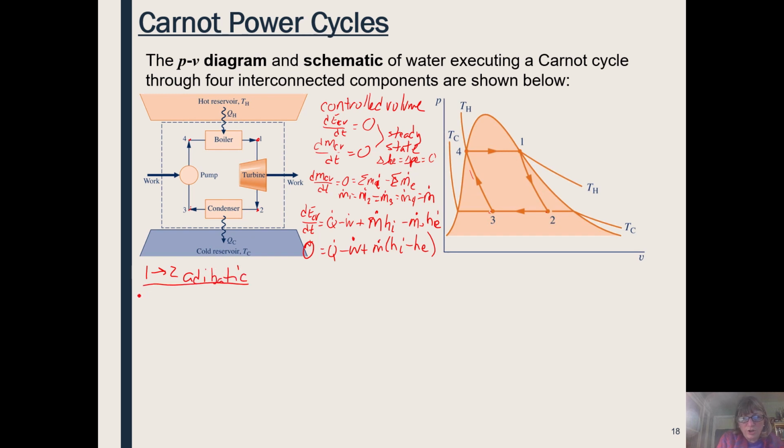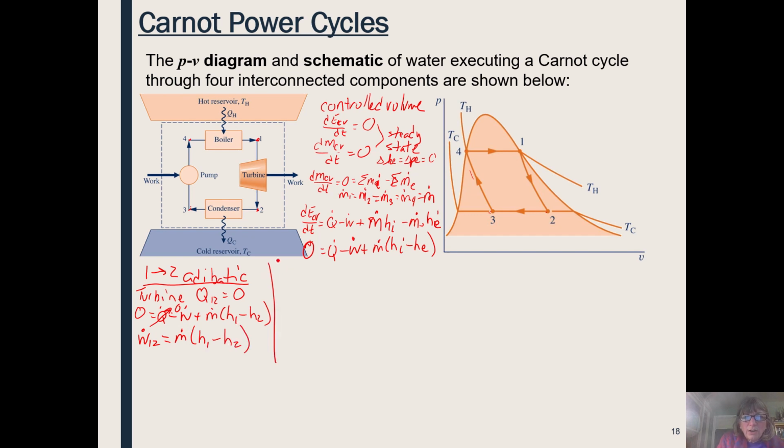So if we're looking at our process from 1 to 2, and that one is adiabatic, right? So we're talking about our turbine, and our Q in this case is 0. So if we're looking at our first law, and this is 1 to 2, Q is 0. So our work coming out of our turbine is going to be m dot (h1 minus h2).